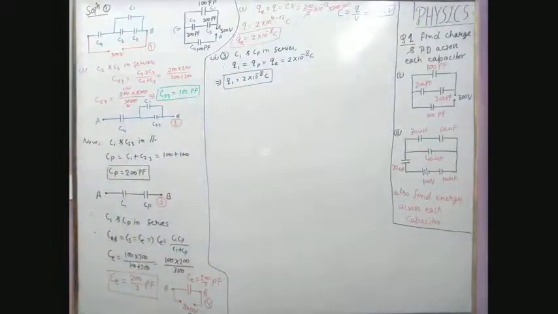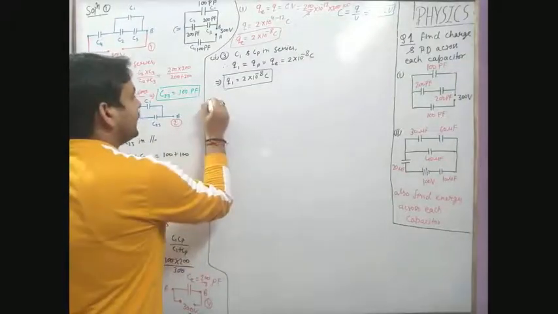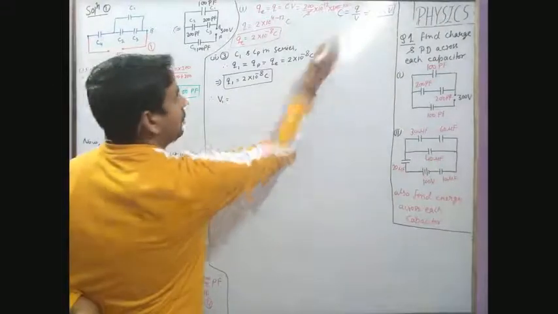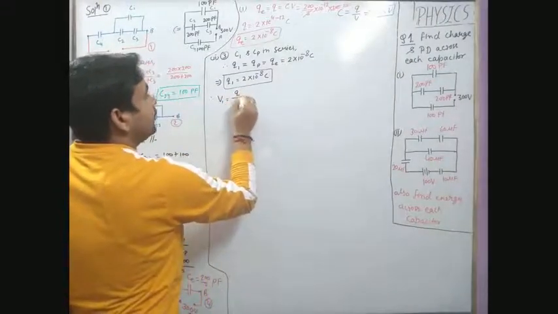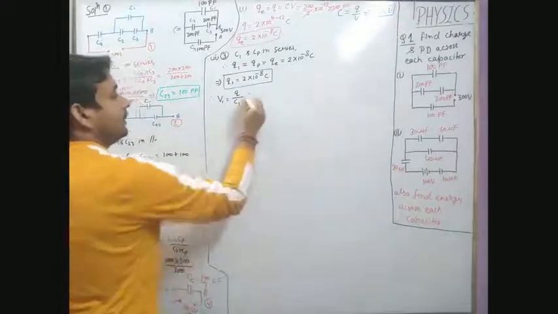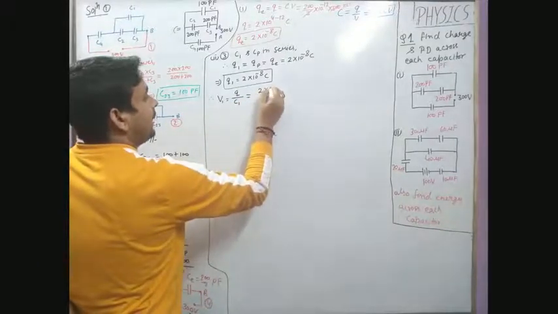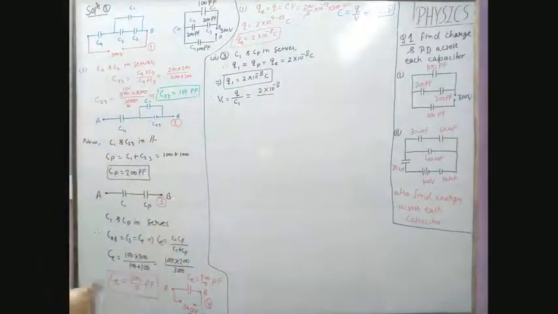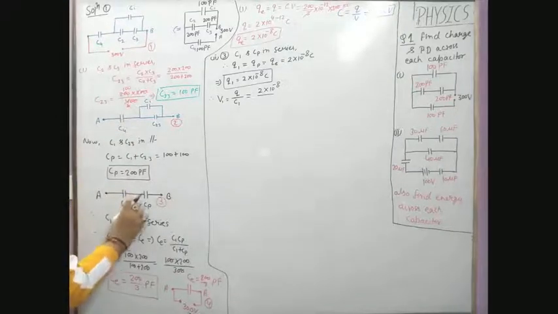Now we need to calculate the potential across Q1. Therefore V1 is equal to, we have the formula Q upon C1. Here we have 2 into 10 to the power minus 8 and the value of C1 is, one minute, this is not C1, C4.